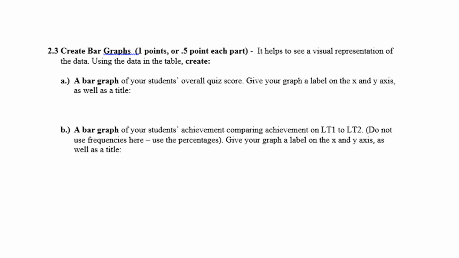And then finally, a comparison bar graph where you compare students' achievement on LT1 to LT2. I don't want you to use frequencies here, use percentages. And give your graph a label on the X and Y axis as well as a title. So each student should have 2 bars side by side, and it should show the percentage they got right on each learning target.